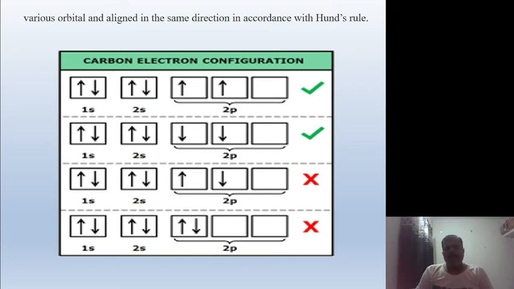They can be represented in the following diagram. This is the carbon electron configuration: 1s2, 2s2 and 2p2. The allowed transitions are 1s2 paired, 2s2 paired, and 2p: the first cell is up spin and the second cell is up spin. Okay, this is the correct transition. Or otherwise, 1s2, 2s2, 2p: 1s and 2s are filled, then a 2p down transition is also allowed. The correct and incorrect transitions are shown in this diagram.